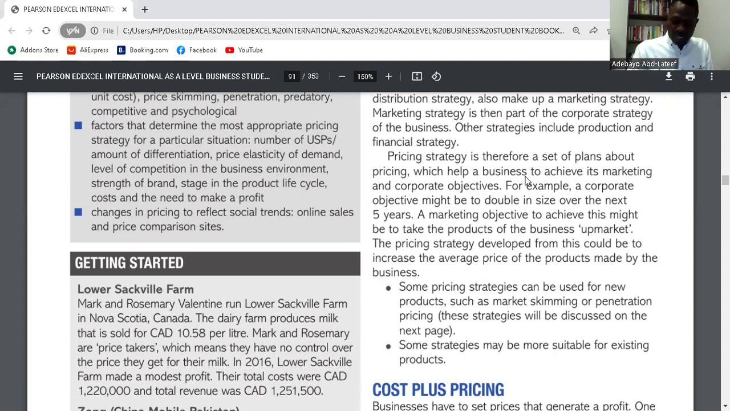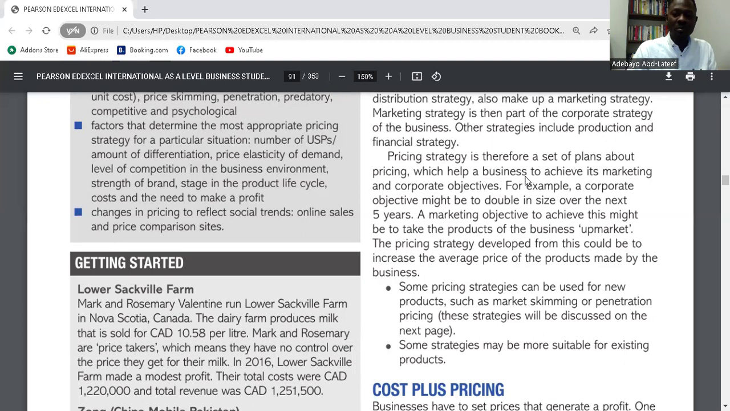So you have to understand the product life cycle also to be able to know the kind of price you charge. If it's a new product, you might use price skimming or penetration pricing. And if it's a product that is in existence, you might try to find a suitable price, maybe cost plus pricing or psychological pricing. It depends, but you have to understand the stage of the product to be able to charge the right price, so you won't lose out. Do you get it?